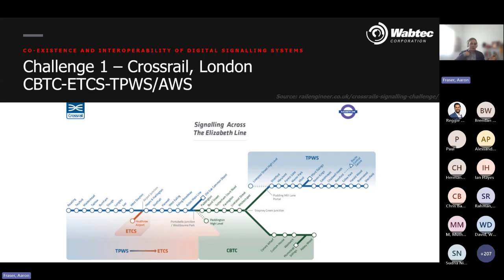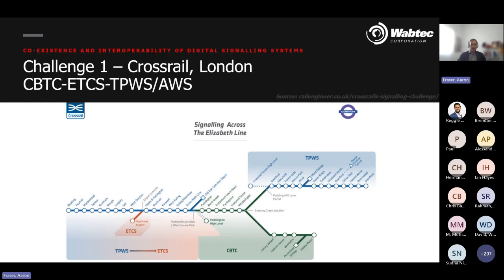So how did they resolve this? Well, they simply triple fitted the trains with ETCS, CBTC, and TPWS, with automatic changeover between the systems at the appropriate point. So while each of those systems is well proven in service on its own, it was the changeover that caused the big technical challenge.